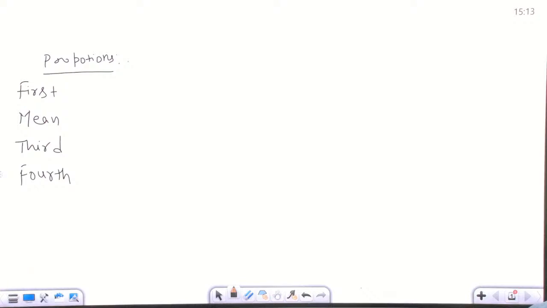There are several formulas for these four things, but I will tell you a very single and very systematic approach about it.